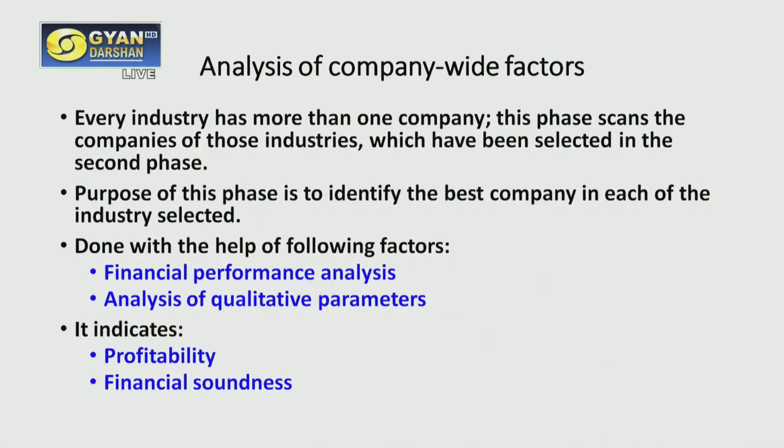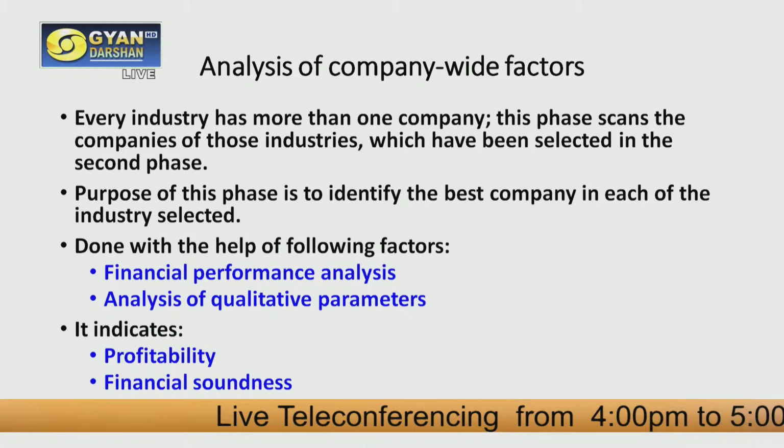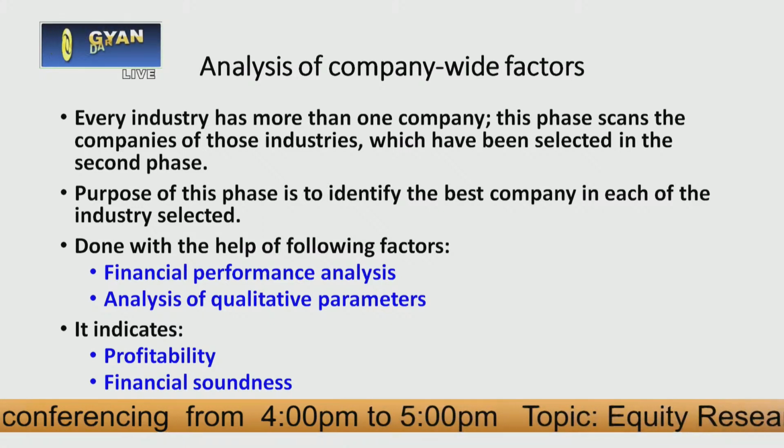So under industry analysis, every industry has more than one company. This phase scans the companies of those industries which have been selected in the second phase. The purpose of this phase is to identify the best company in each of the industries selected. Now, it is done with the help of the following two: financial performance analysis and analysis of qualitative parameters.